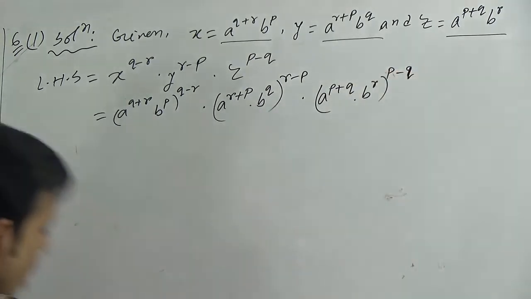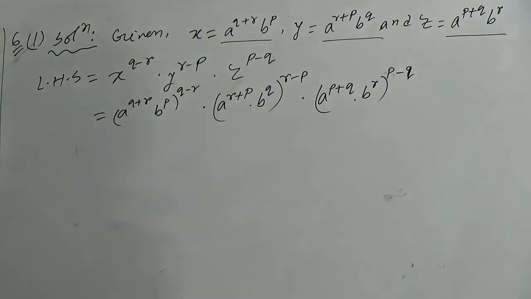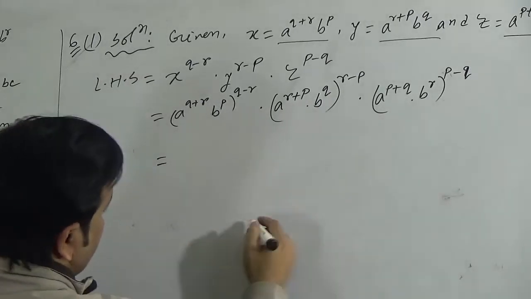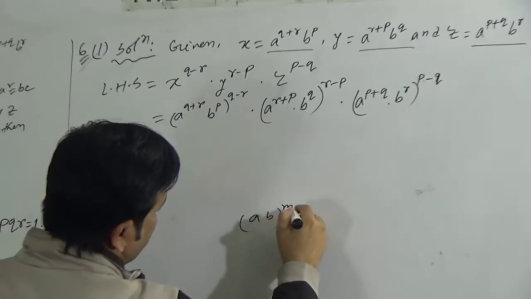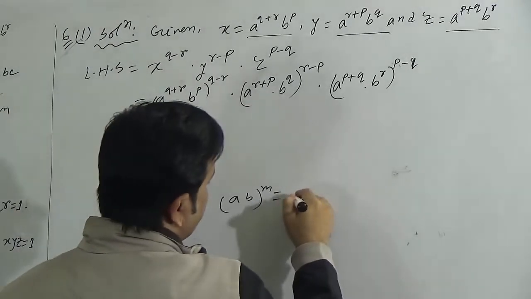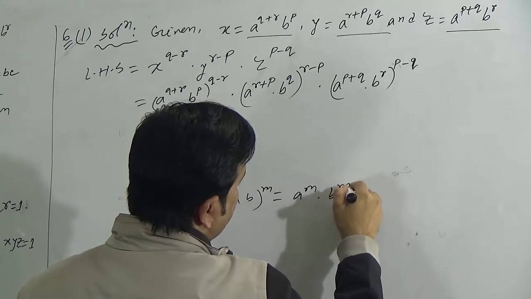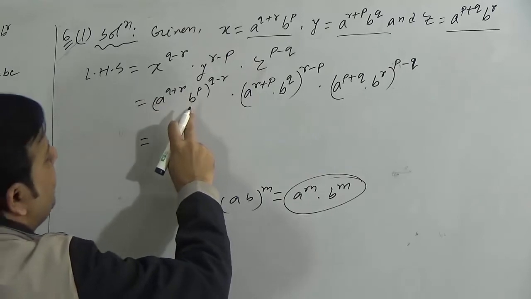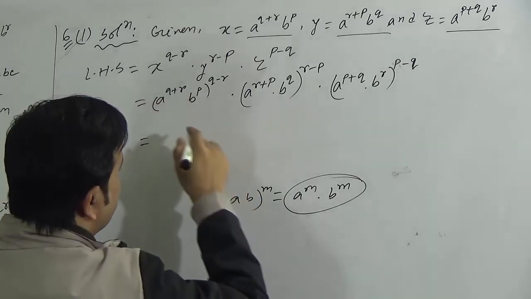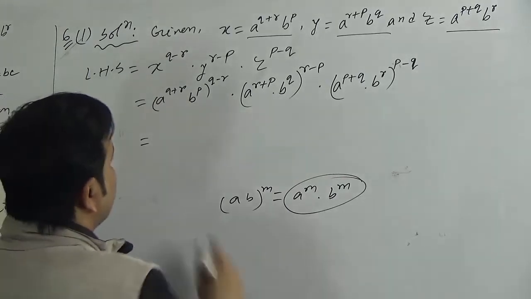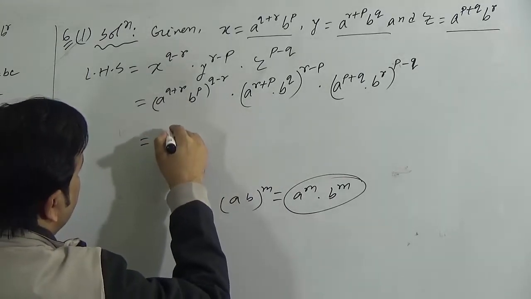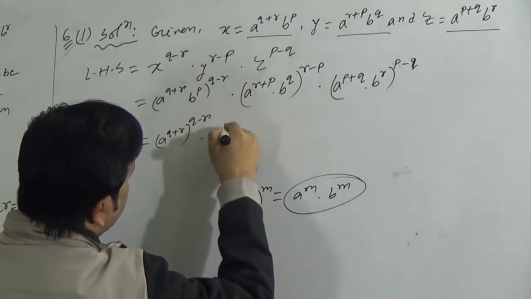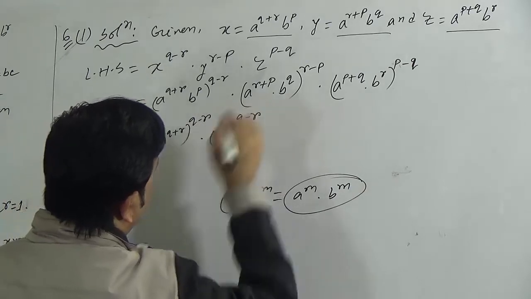Okay dear students, now we have put the value of x, y and z. Now we have to calculate. Dear students, you know that if a b whole to the power m, there is a law or formula, then we can write a to the power m into b to the power m. So according to this formula, we can write a to the power q plus r whole to the power q minus r, into b to the power p whole to the power q minus r.